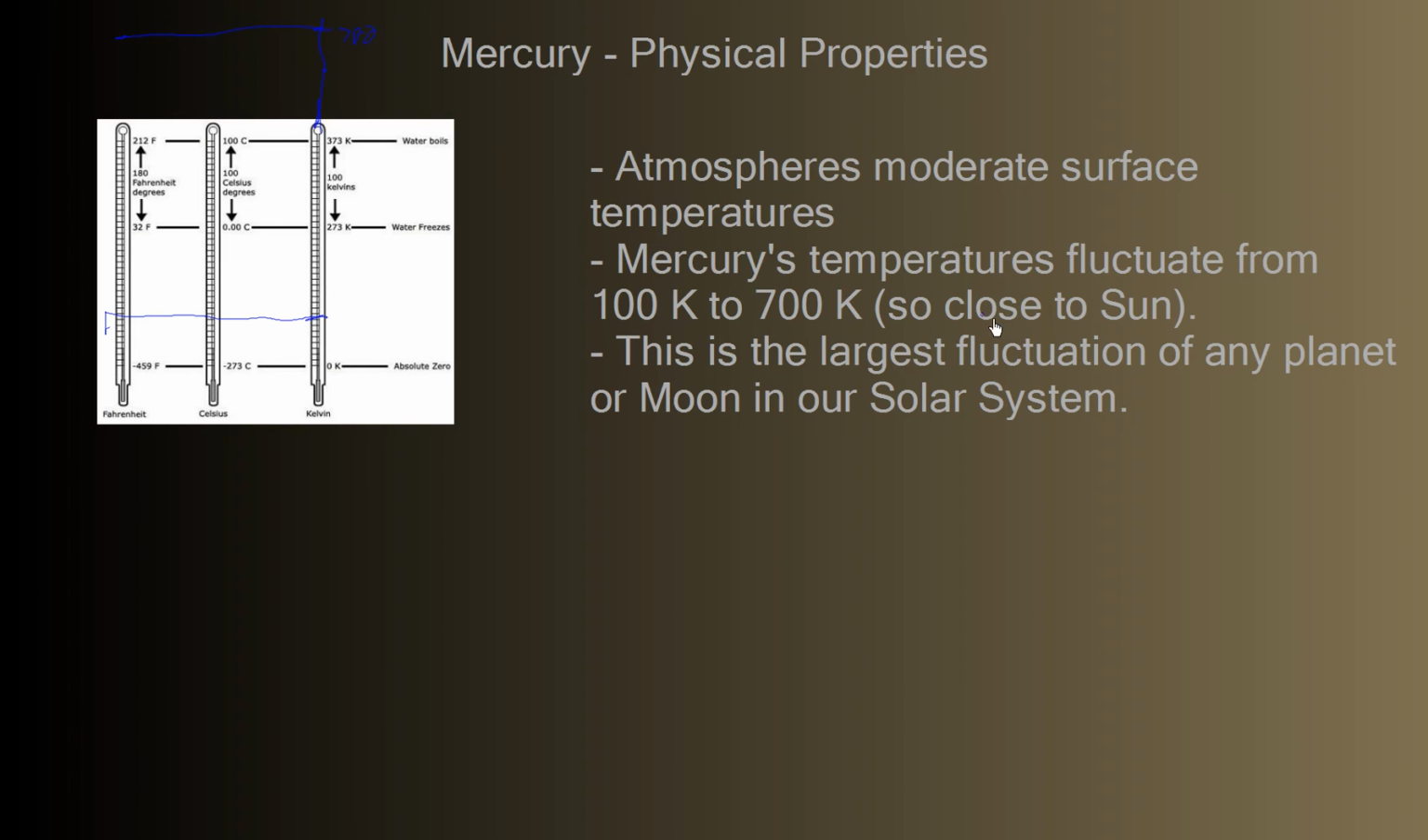But I'm sure there's plenty of other things that would make building a base on Mercury not quite so easy. But anyway, this 600 degree fluctuation in Kelvin is the largest fluctuation of any planet or moon in our solar system that we know of. Pretty crazy.